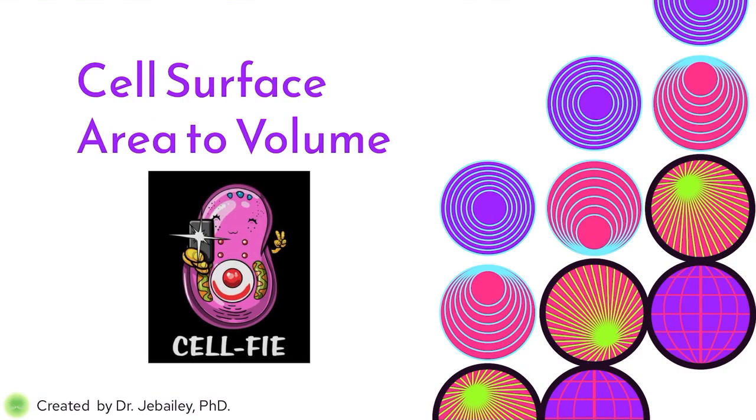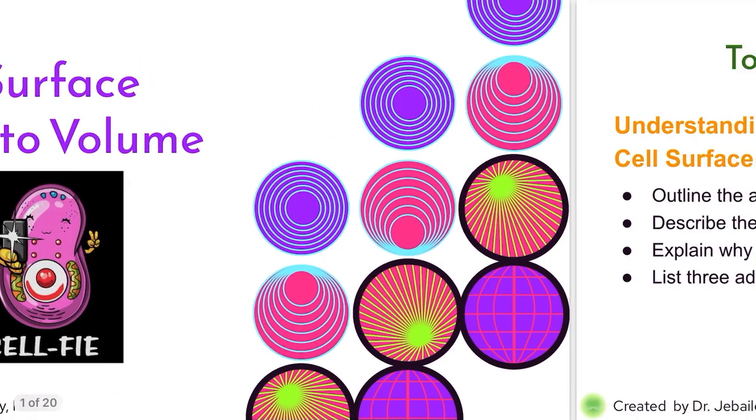Here, and this is still on topic 1. We're talking about cell surface area to volume. This is one of the topics on topic 1 that I think a lot of students have a hard time grasping, and I'm going to try to make it as simple as possible for you.